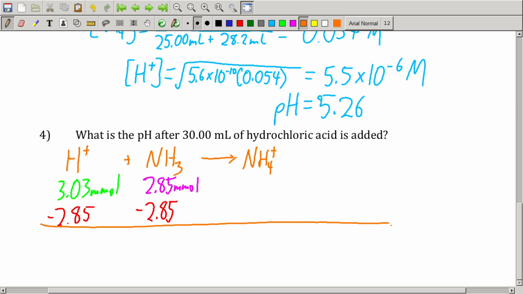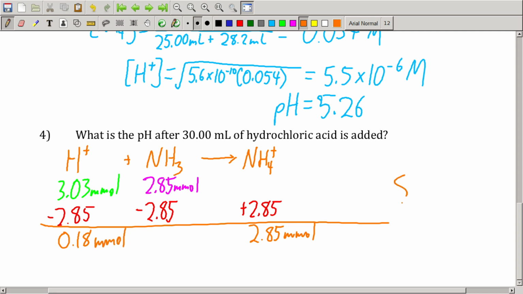I'll set this in here too. So what do I end up with? I end up with a solution that contains 2.85 millimoles of ammonium ion and how many millimoles of hydrogen ion? 0.18. What kind of solution is it? Yeah, it's a strong acid.